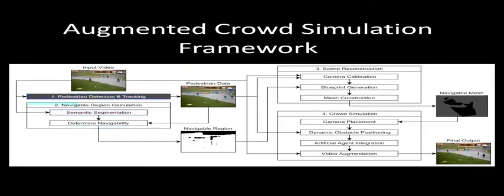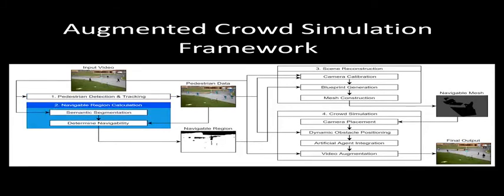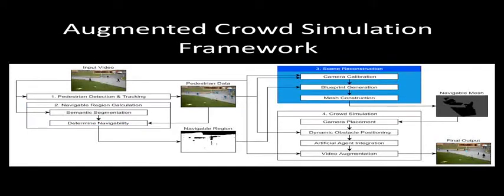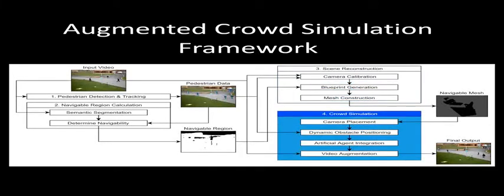simulation. We calculate the navigable regions of the scene using semantic segmentation of the input video and the pedestrian data. We reconstruct the navigable regions as a 2D navigation mesh, to be placed in our 3D simulation environment. We also estimate the camera configuration of the scene. Finally, we position the 2D navigation mesh into the 3D simulation environment in Unity, along with the input video, pedestrian data, and the camera calibration. We then integrate artificial agents into our crowd simulation using collision avoidance algorithms.